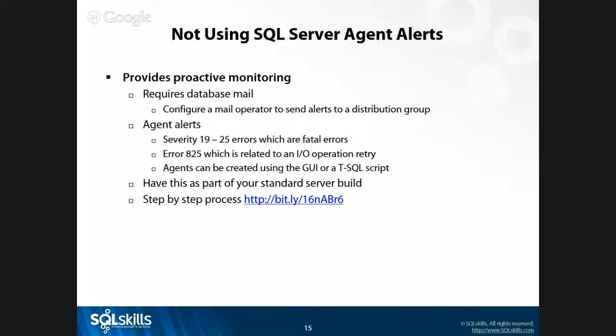Error 825, which is related to an IO operation retry. So if SQL Server tried to write to disk and it couldn't, and then it tried to write to disk and then it was successful, you want to know that that occurred, because it should never ever happen. Errors 823 and 824 tell you that it tried to write and it failed. Well, that's even worse. I recommend having this as part of your standard SQL Server build.